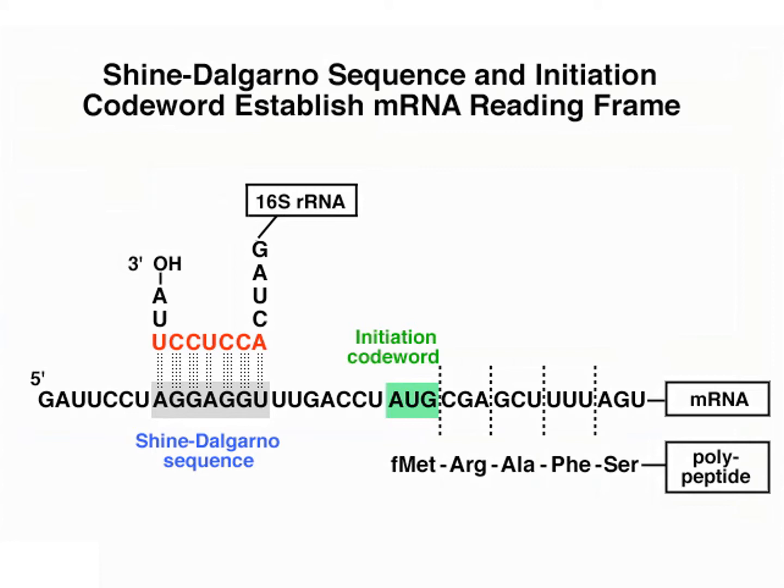So this again is just a reminder of what that initiation site looks like. We have that Shine-Dalgarno sequence where the 16S rRNA binds, and the AUG, or that start codon in the mRNA, in which an FMET is delivered.